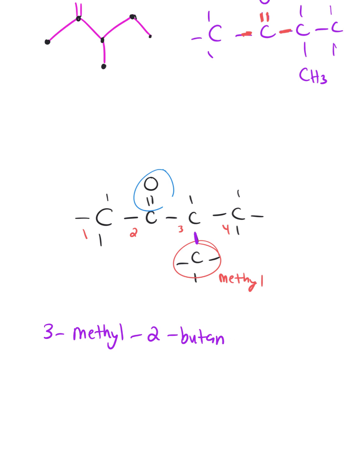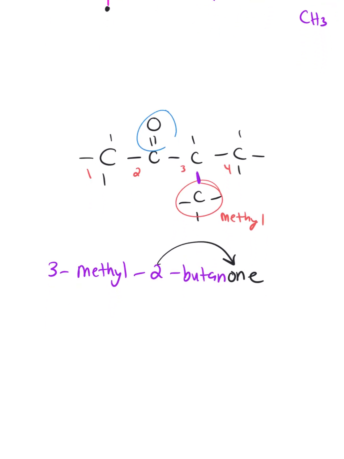However, because we have that ketone on the second one, we need to change the ending to O-N-E, and we know that ketone is on the second one because we put the 2 in front. 3-methyl 2-butanone. You could have also written it like this, butan-2-one. In that case, if you wanted to put the 2 directly after the one, up to you. Either way should be correct.